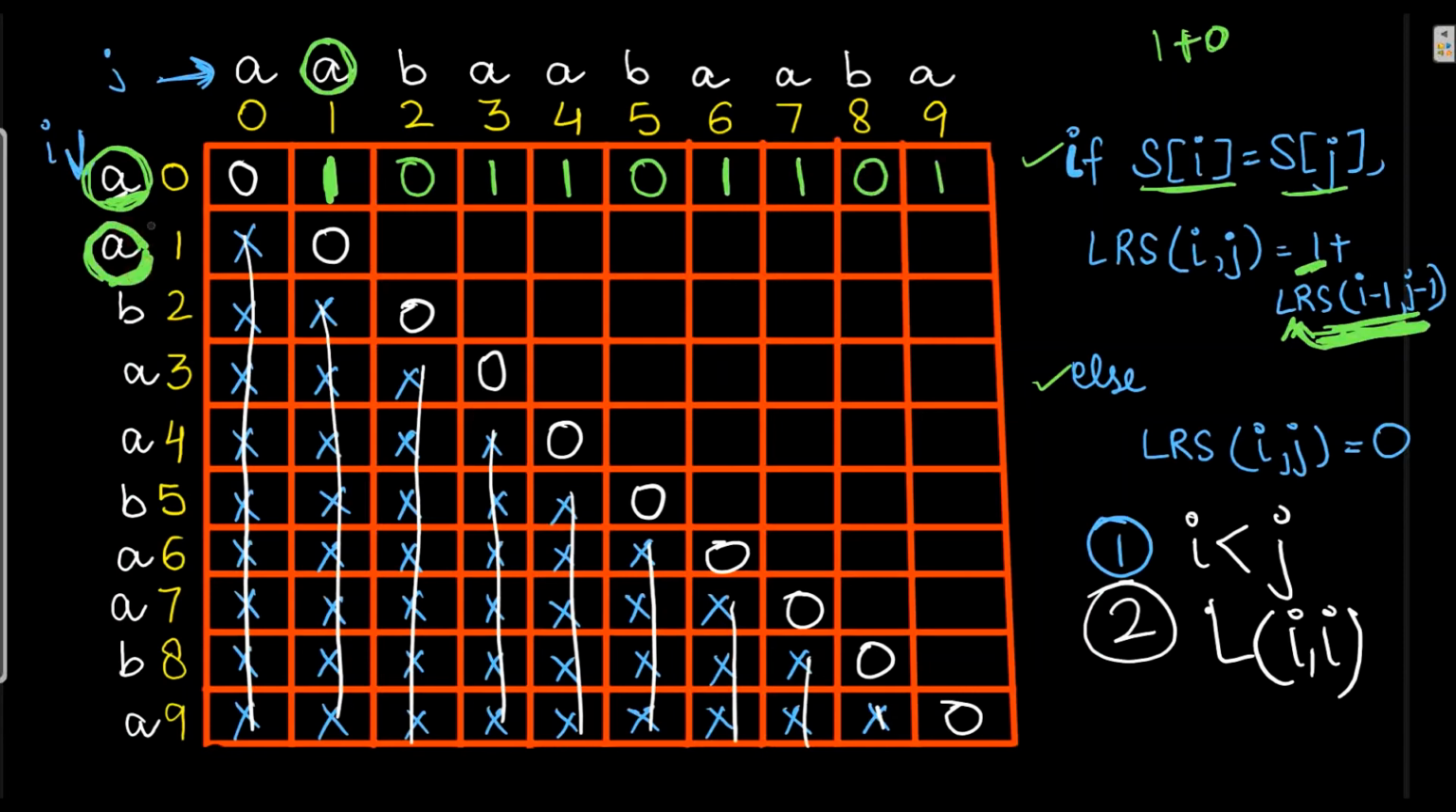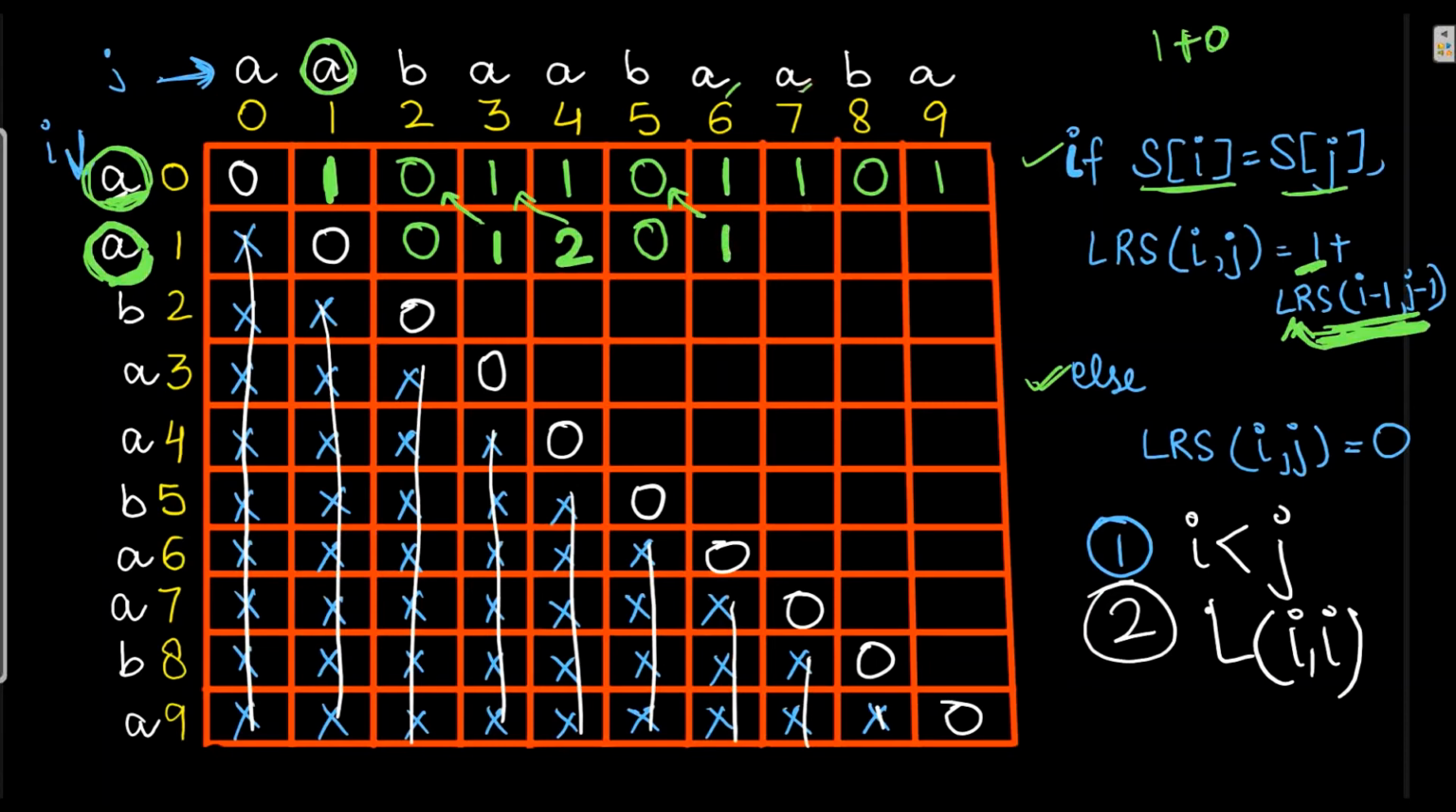Here for A, similarly, A is not matching with B, so 0. A is matching with A, so I am supposed to have 1 plus its diagonal, so 1 plus 0 is 1. Then, is A matching with A? Yes. 1 plus its diagonal element, which is 1, which is 2. Then is A matching with B? No, so it will go to the else part and we'll put 0 over here. Is A matching with A? Yes. So 1 plus the diagonal element, which is 0, so I'll get 1 over here.